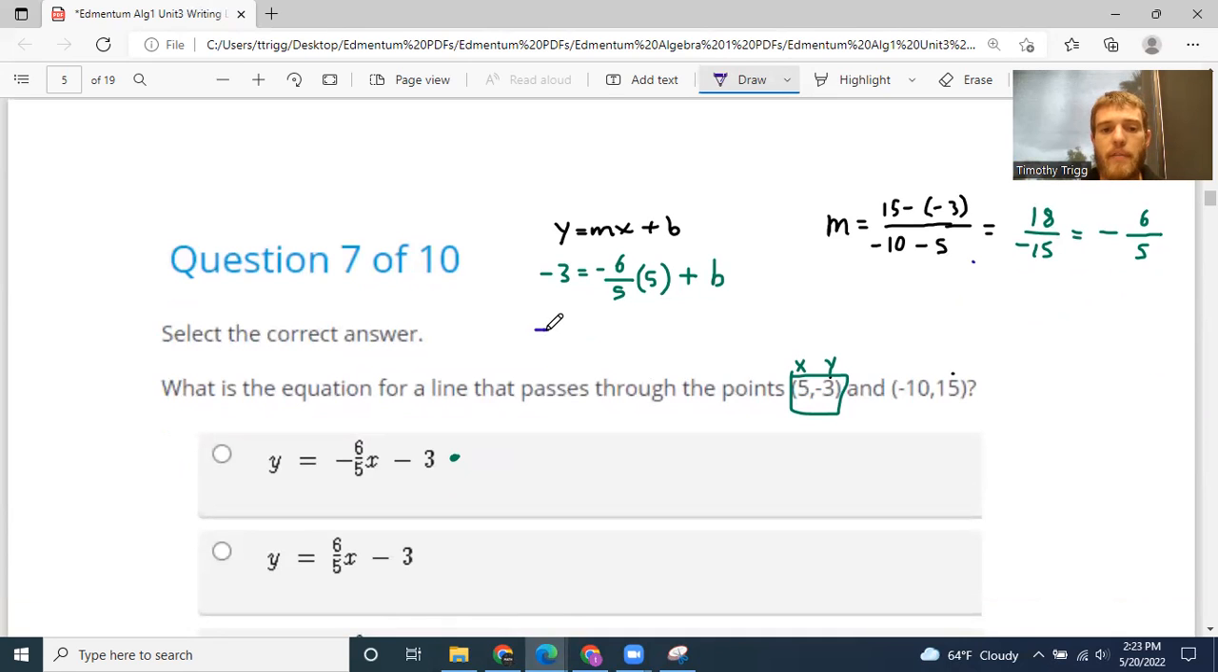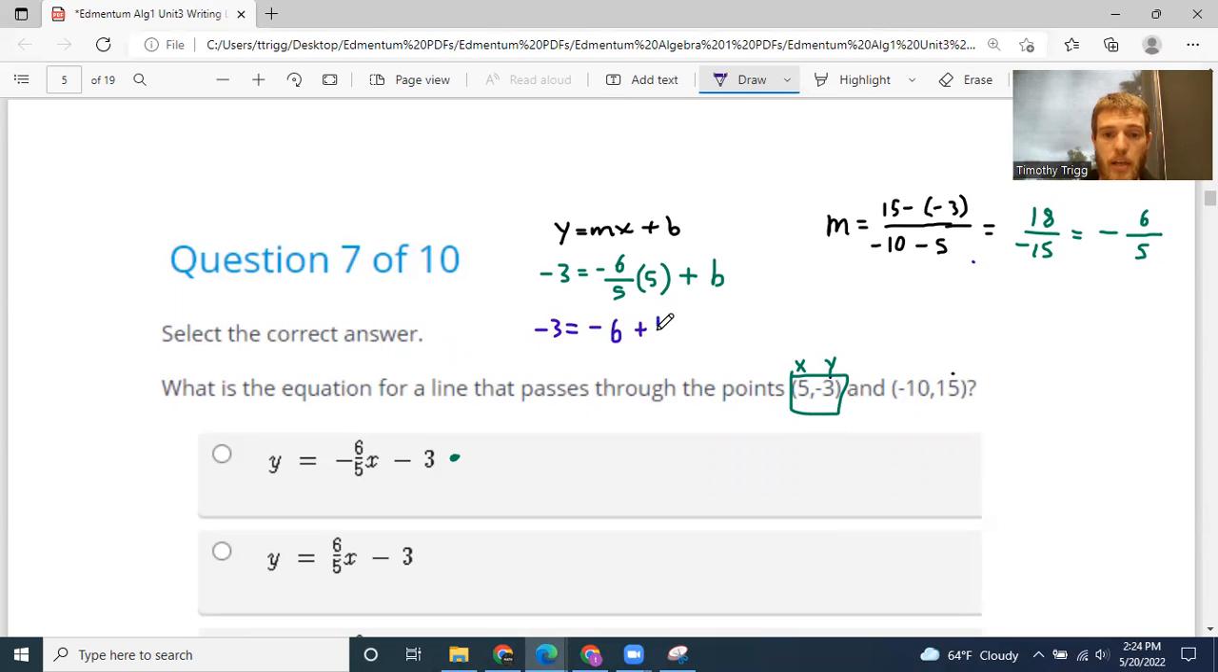Now, we have -3 equals, how do I do -6/5 times 5? Well, I know it's a negative times a positive, so I know that'll be negative. Now, in order to multiply a whole number times a fraction, I've explained this in other lessons too, but to multiply a whole number times a fraction, you multiply the whole number times the top, then divide by the bottom. So 5 times 6, then divide by 5. So 5 times 6 is 30. 30 divided by 5 is 6. So we have -6 here.